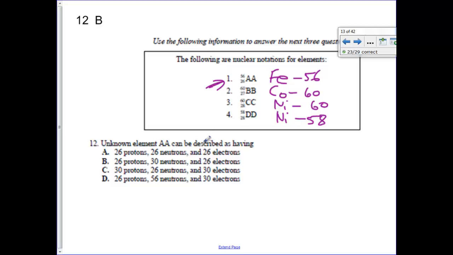So now let's just talk about the first guy. A should be described as having, let's see, iron is number 26, so it's got to be 26 protons. If 26 of these things are protons and it adds up to 56, then there must be 30 neutrons and 26 electrons. So this guy's B.